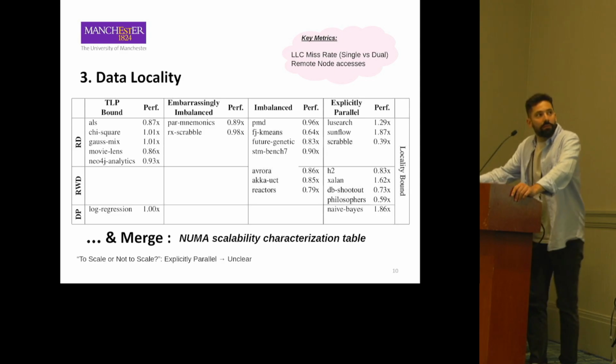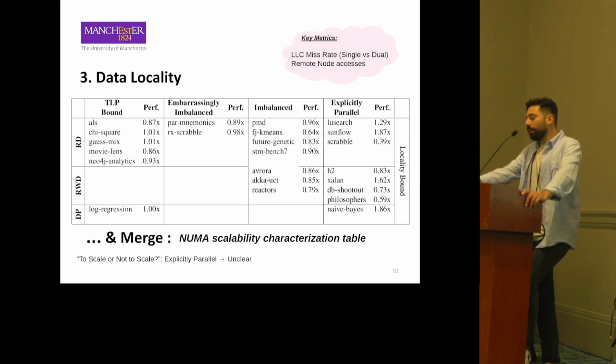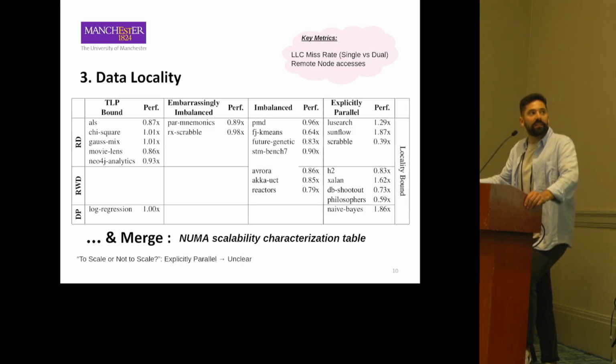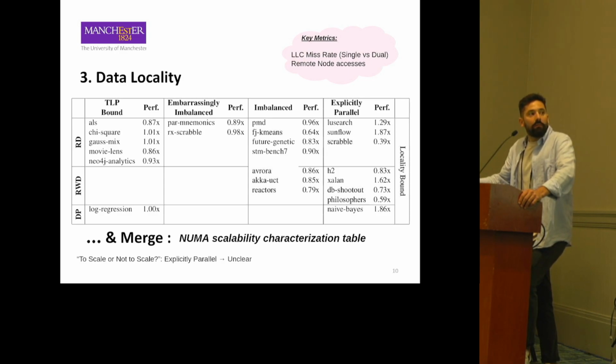And the third part of the study is the assessment of data locality, where we use the metrics of the LLC miss rate and the remote node accesses. For the LLC miss rate, we compare the observed LLC miss rate when running the application on a single node, let's say in a non-NUMA environment, and in two nodes in a NUMA environment, and we observe the difference, and the remote node accesses as well. And we gray out those applications that have been found as data locality bound.